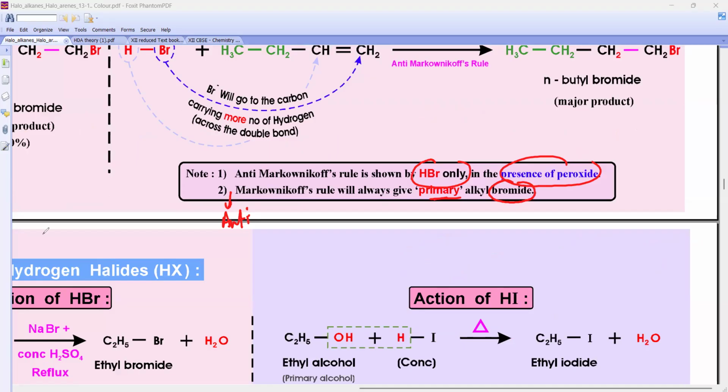Is this clear to all of you? Have you understood this? Now let us go to the next part.